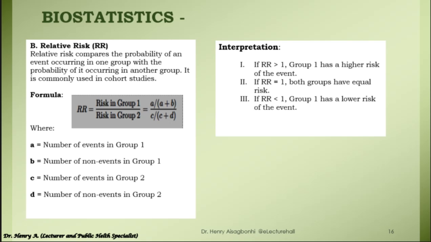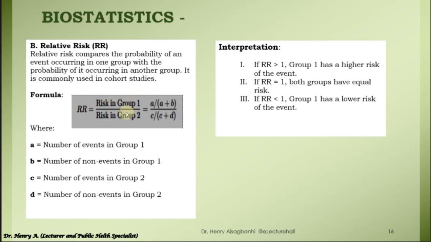But in odds ratio, it is checking the probability that this risk will be higher here or lower here. There we are looking at the rate at which the strength of such occurring. But in relative risk, we are comparing the probability of an event occurring in one group with the probability of it occurring in another group, and it is commonly used in cohort studies. So you can see the formula here.